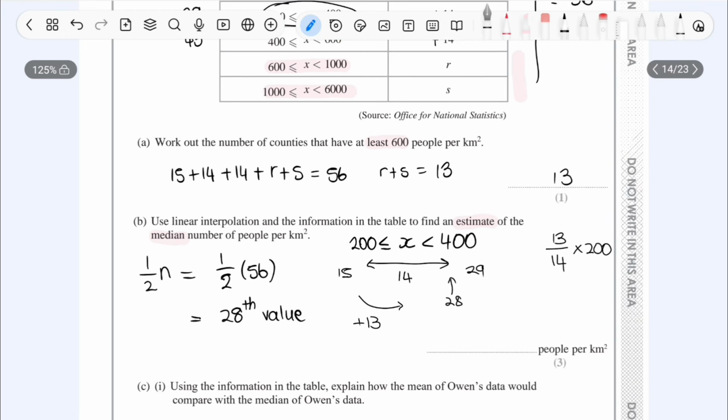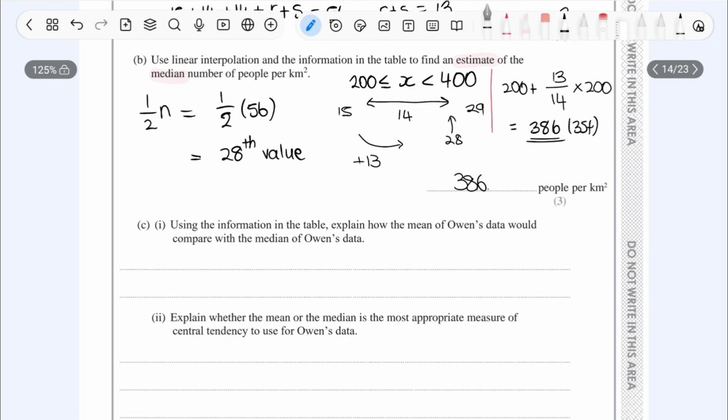So if we kind of use it like so, we need to do 200 plus this. Now I'll type this into the calculator, and we end up with 386 to 3 significant figures. I mean, you can expand it first if you want more simply. And that's the final answer.